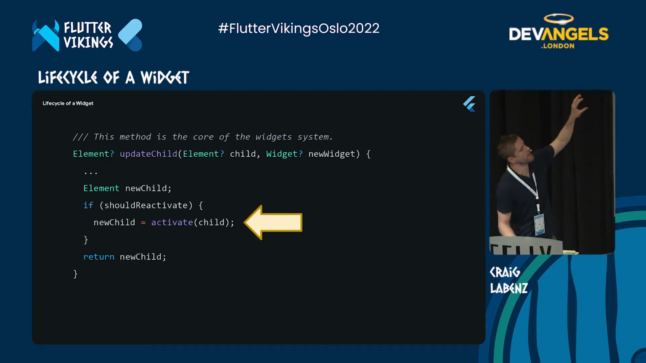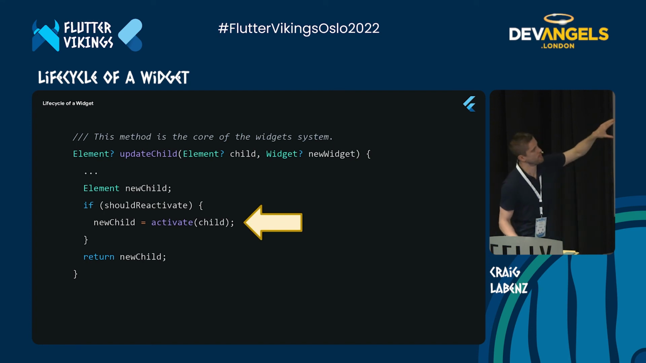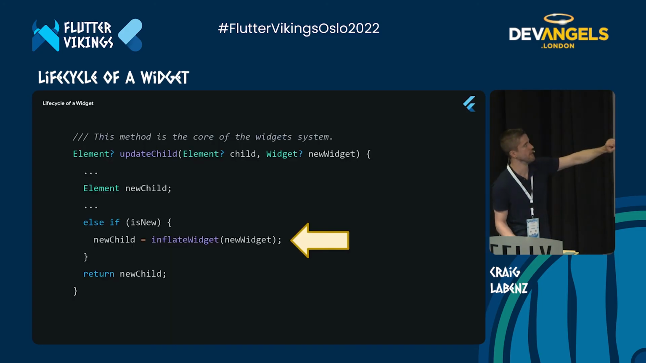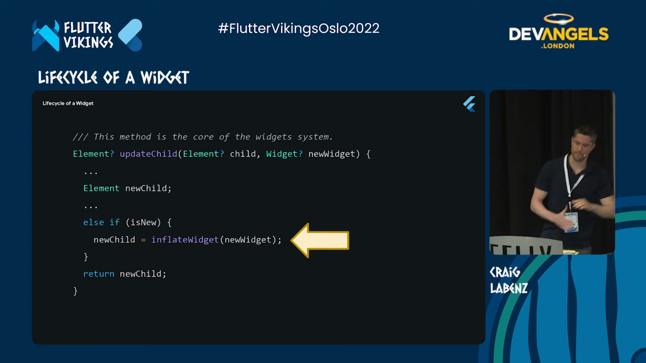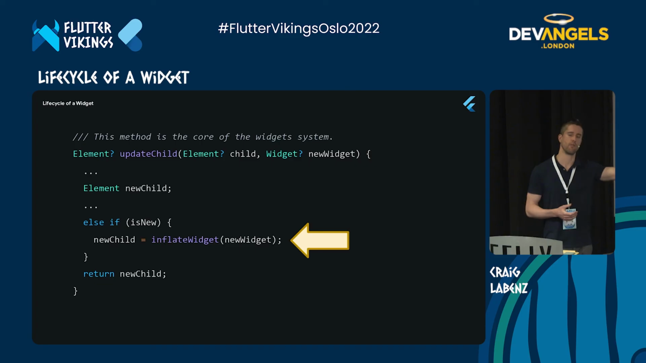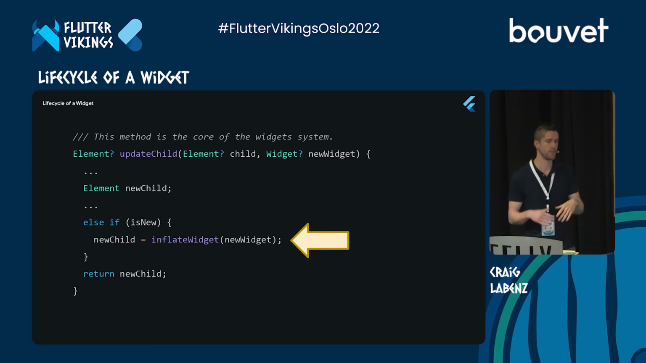Now, if you're not being deactivated, then the next thing this method checks is whether or not you should be reactivated, normally due to some global key shenanigans. And if that happens, then this method calls activate, and that brings us here to the lifecycle of our state object. But if you're not being deactivated and you're not being reactivated, then the next thing this method checks is whether or not you are a new widget. And in that case, it calls inflateWidget. This is the code path that hits the whole way down on the first frame. So inflateWidget gets called everywhere for the first frame, but then just for new widgets on subsequent frames. And of course, we've already seen inflateWidget.